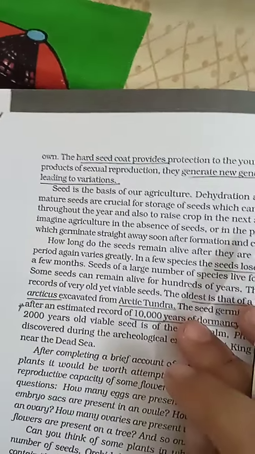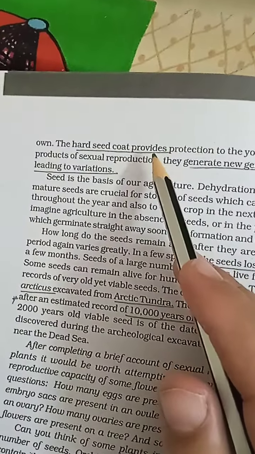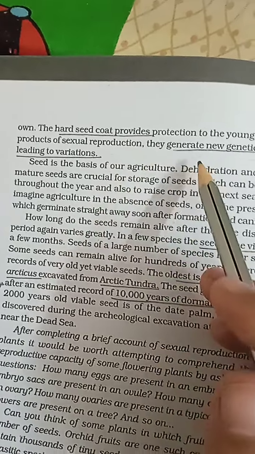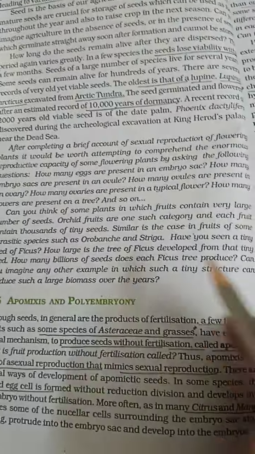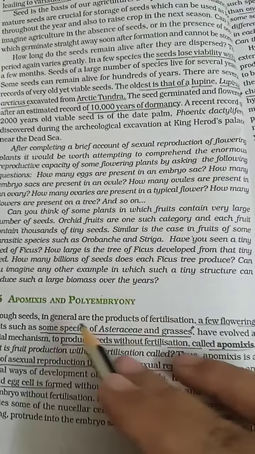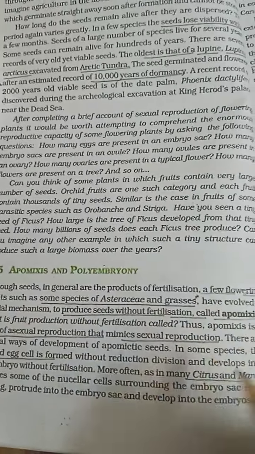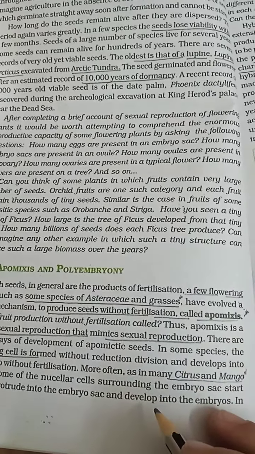Seeds have advantages: the seed provides protection to the embryo, does not need water for dispersal, and gives new genetic combinations, new varieties, and more adaptation. Very important. Then apomixis, the development of seed without fertilization, is called apomixis. Very important. And polyembryony, many embryos present in the seed, is called polyembryony, for example citrus and mango.